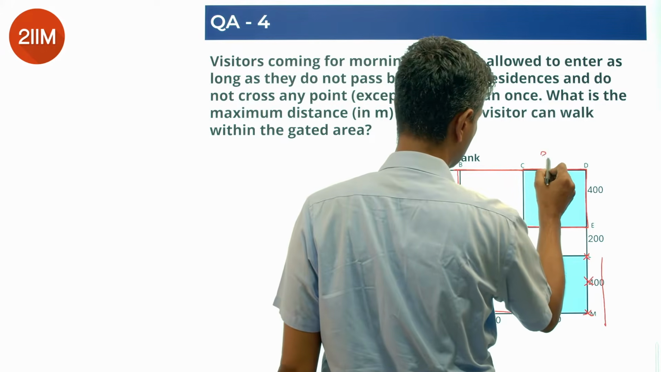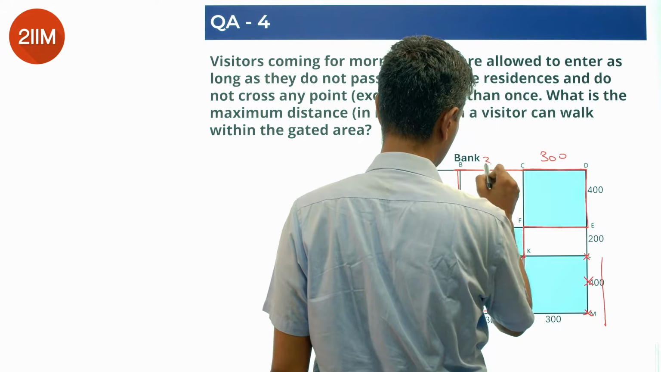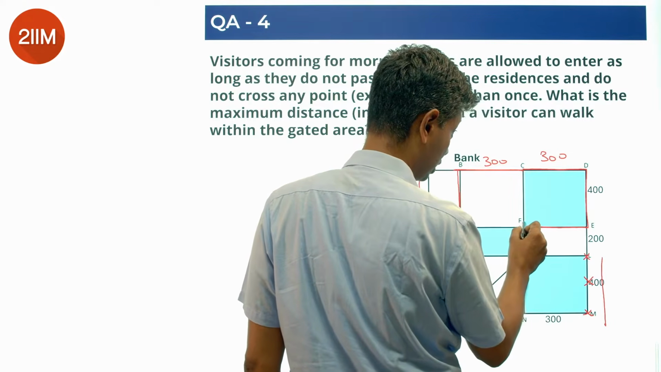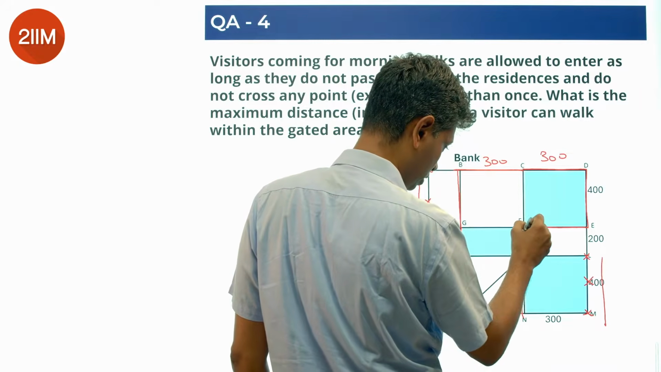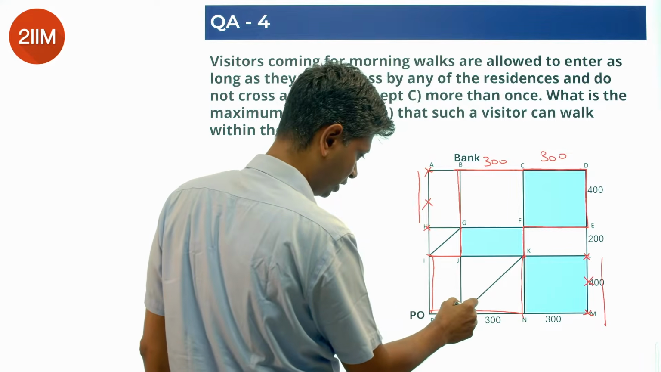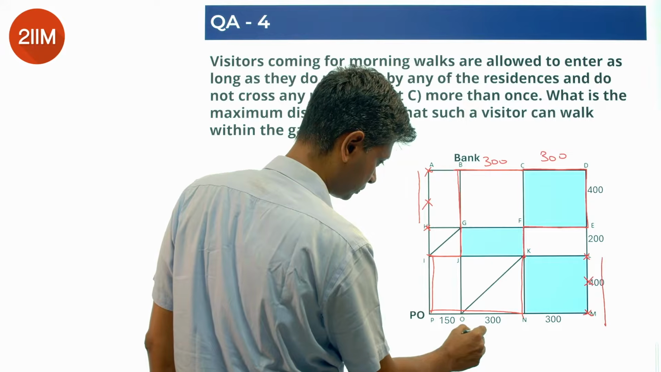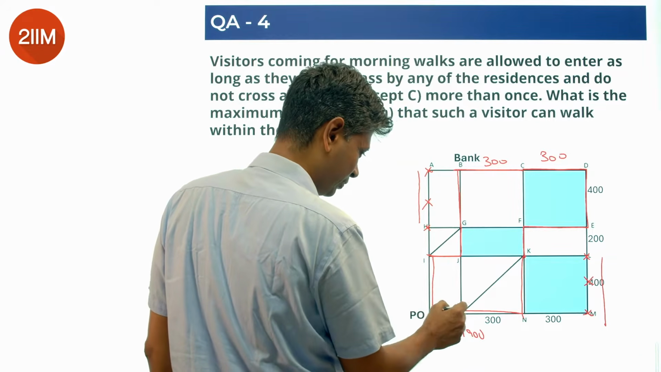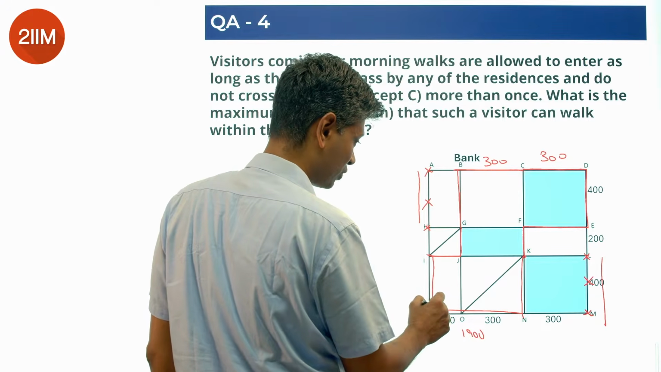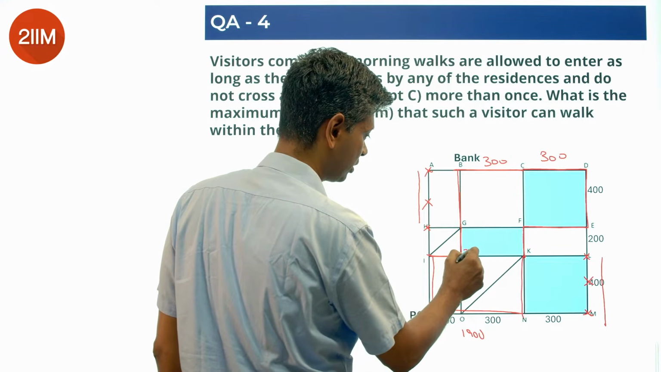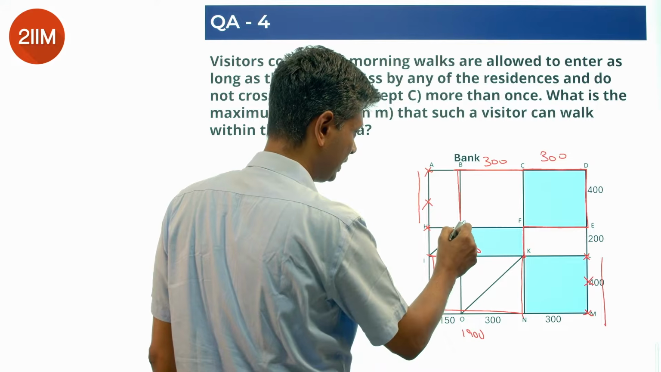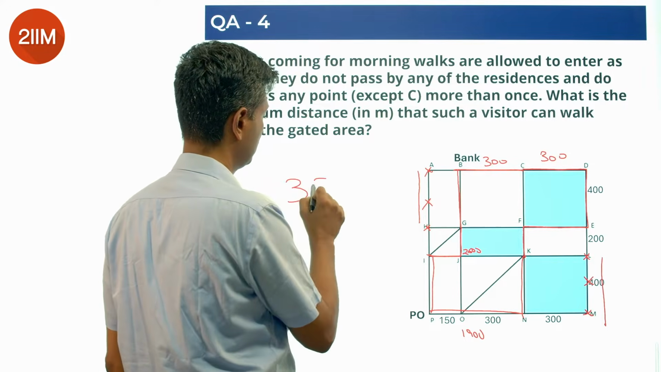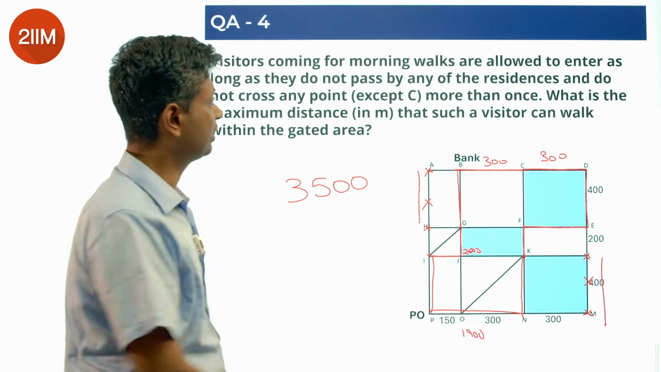This is 300. This is 300. 300 plus 400, 700 plus 300, 1000, 1200, 1600, 1900 so far. 150, 400, 150. 150 plus 150 is 300. 300 plus 400 is 700. 2600 till this point. 2800, 3200, 3500. We can do a total of 3500 meters.